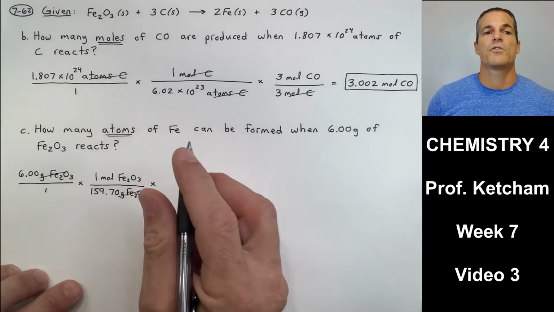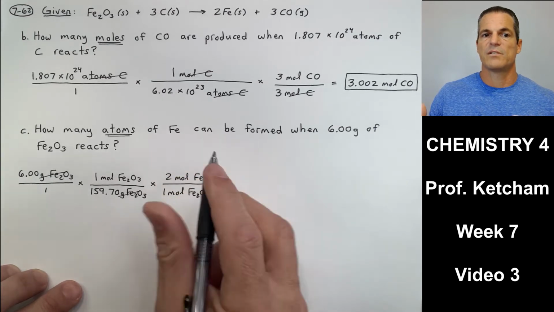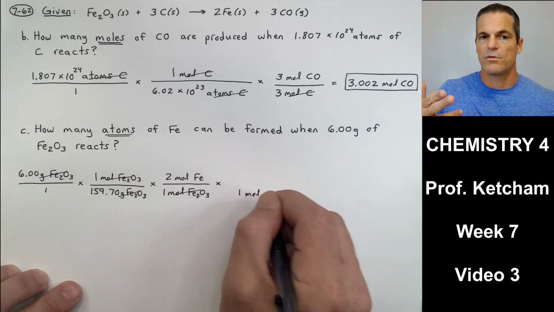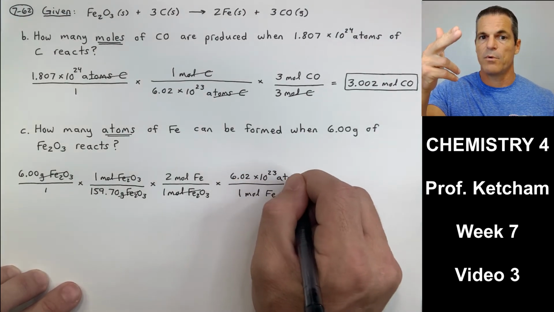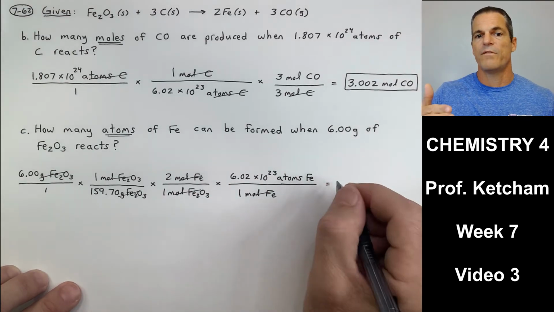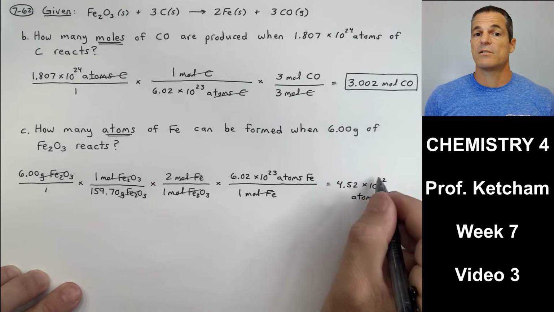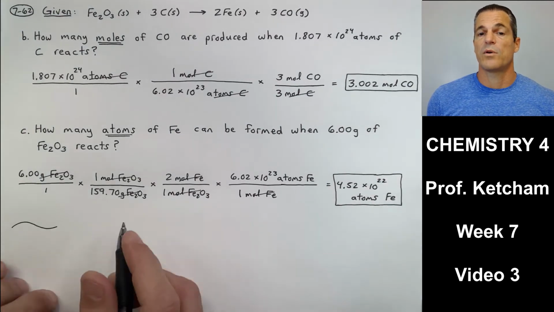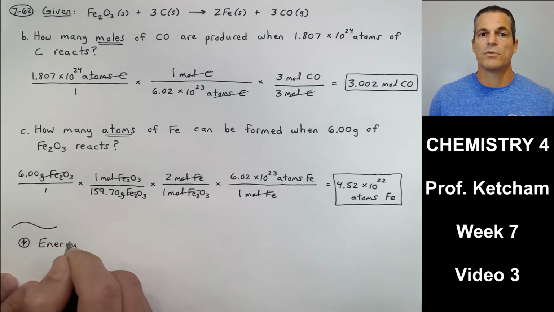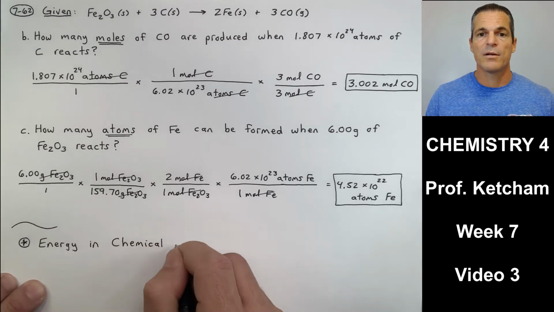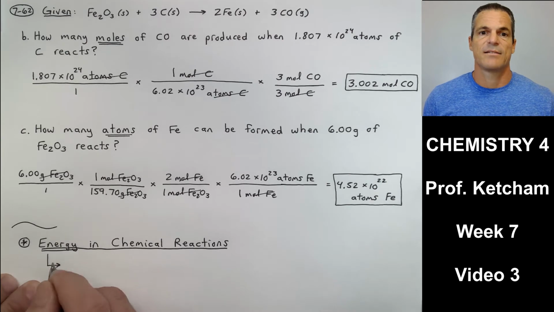6.00 grams of Fe2O3, start with what I'm given, put it over 1. If I divide by the molar mass of 159.70, that puts me into moles of Fe2O3. For every 1 mole of Fe2O3, there are 2 moles of Fe in my numerator, balanced equation. And then 1 mole of Fe contains how many atoms? 6.02 times 10 to the 23rd atoms. My answer, 4.52 times 10 to the 22nd atoms of Fe. All right. Because I have Avogadro's number, 6.02 times 10 to the 23rd in my numerator, I know my answer is going to be really large, and it was 4.52 times 10 to the 22nd atoms.